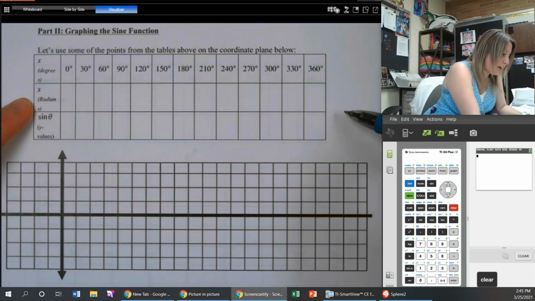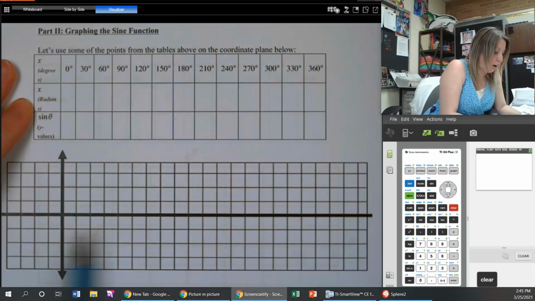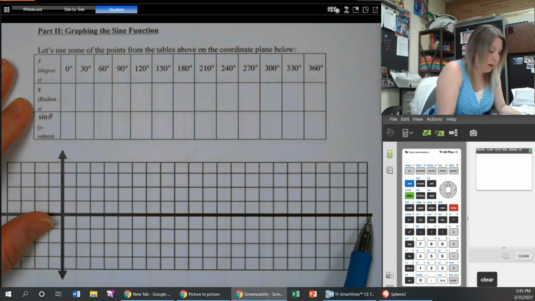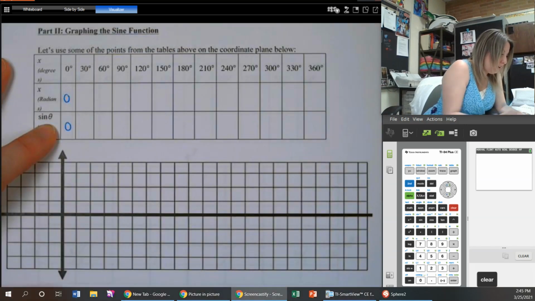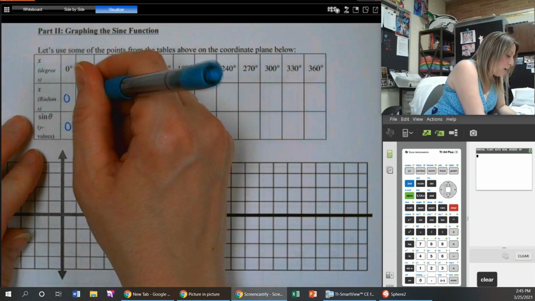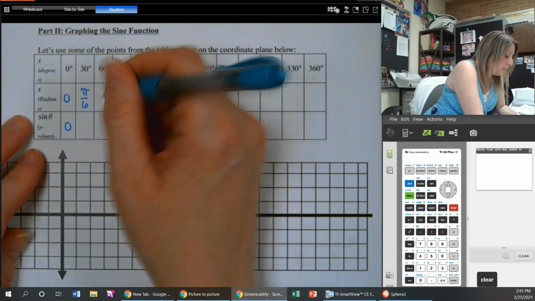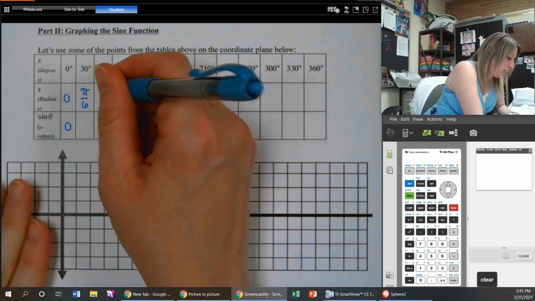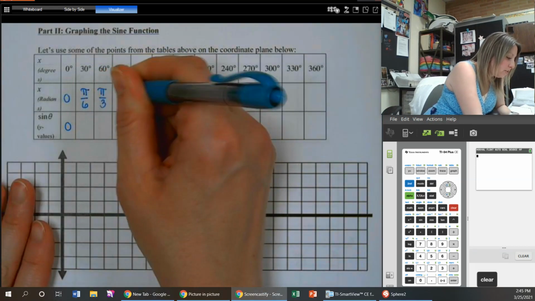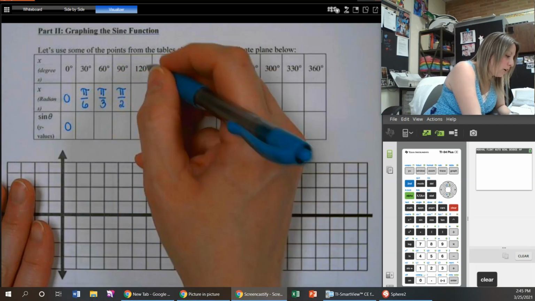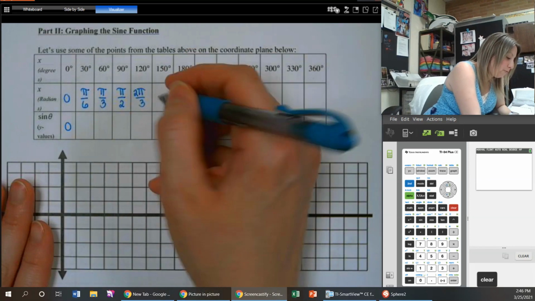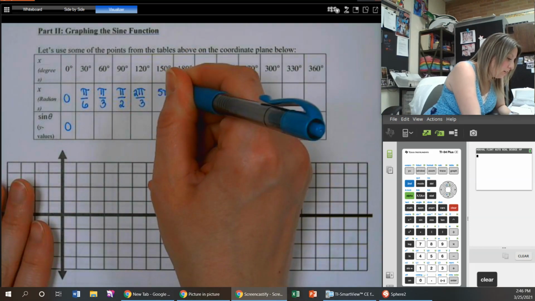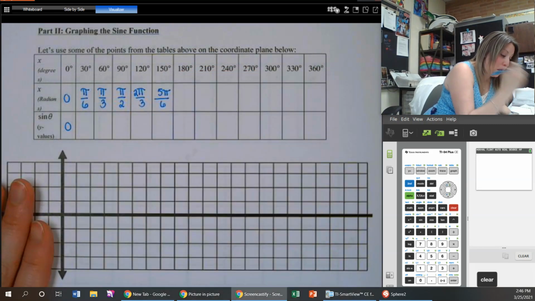So this is all going to be my radians, and these are going to be our x values. So our x values are going to be our radians as we go. So of course, 0, 0, right? And 0 down here. Now, 30 degrees is pi over 6 radians. 60 degrees is pi over 3 radians. 90 degrees is pi over 2 radians. 120 back the other way is 2 pi over 3 radians. 150 is 5 pi over 6 radians. 180 is 1 full pi radians.